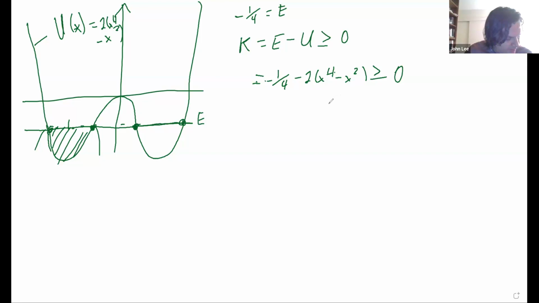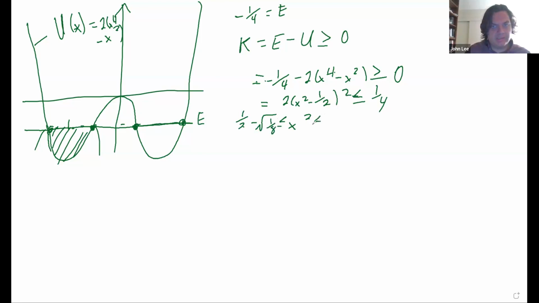This simplifies to (2x squared minus 1/2) squared is less than or equal to 1/4, which means that x squared is greater than or equal to 1/2 minus the square root of 1/8, or less than or equal to 1/2 plus the square root of 1/8.